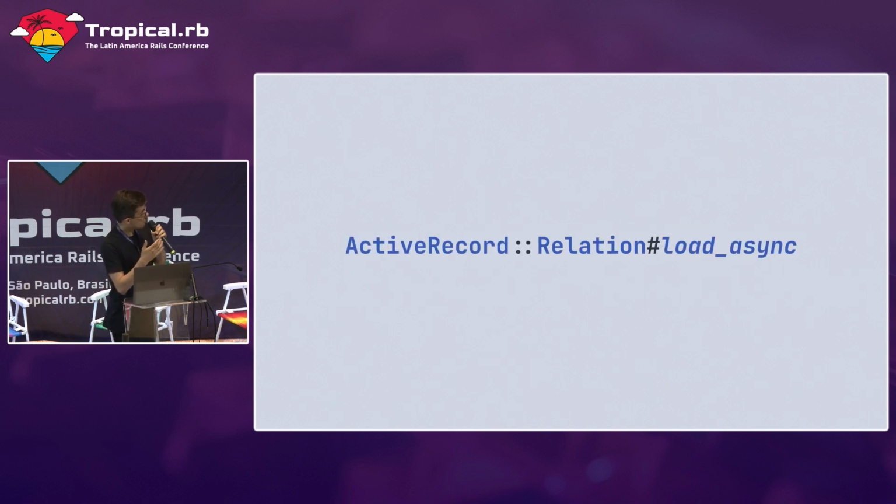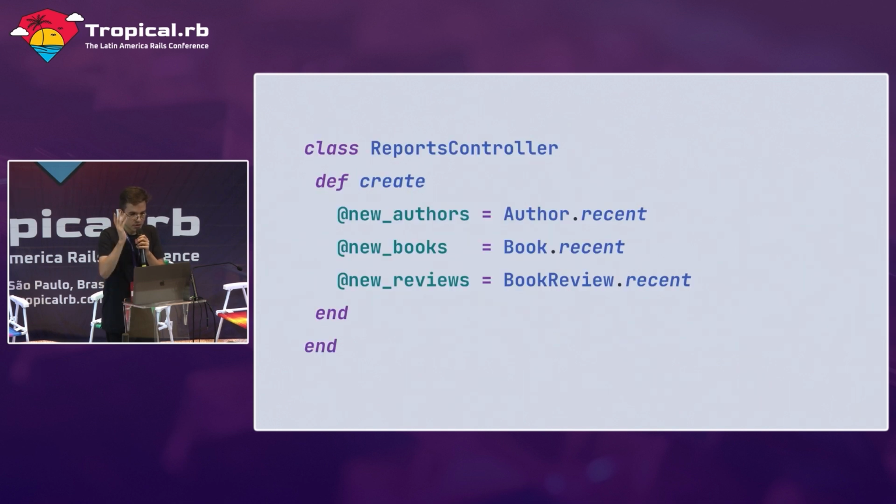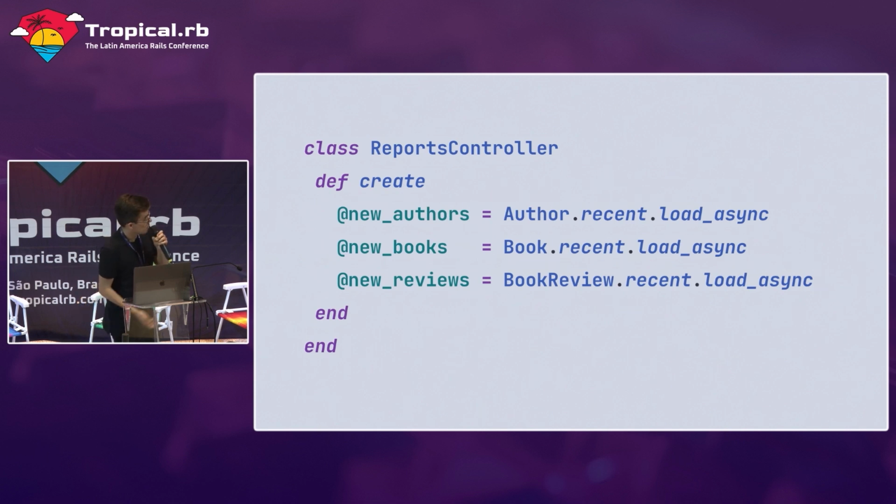But we can make those queries in parallel since Rails 7 using this load async method. And they would execute like this. You are waiting in parallel. So to do that, it's pretty simple. All you need to do is take your queries and add load async at the end. You do have to have Active Job configured.